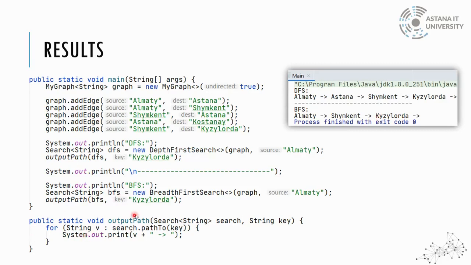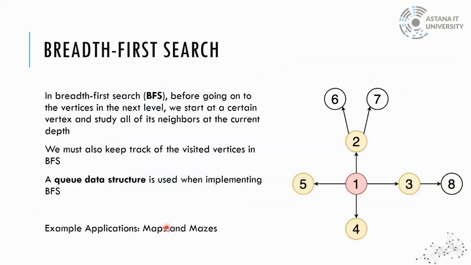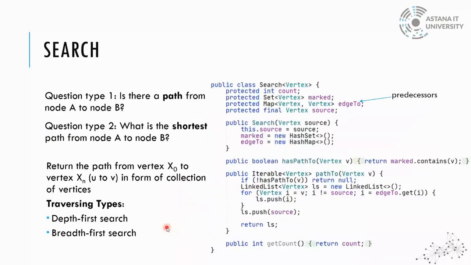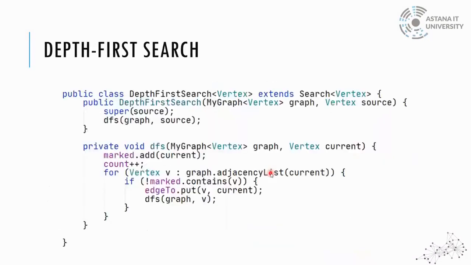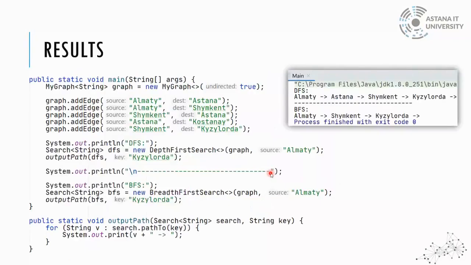So I think there's no need to explain what output path is, because it just takes the search, and the search itself has pathTo too. If you remember the search class, it has a pathTo method that returns the iterable of vertices. Then we just go over it and output all of those vertices, putting a symbol like an arrow between them.